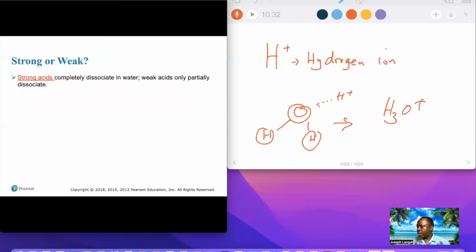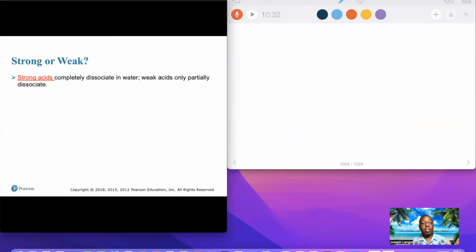We have strong acid, we have what we call weak acid. And this is what I always recommend, that in Chem 2, you will be expected to remember what constitutes strong acid, what constitutes weak acid. Now, strong acid completely dissociates, all right? Weak acid partially dissociates. What do we mean by dissociation? This is a strong acid, HCl, which will dissociate to give us 100% hydrogen ion aqueous.